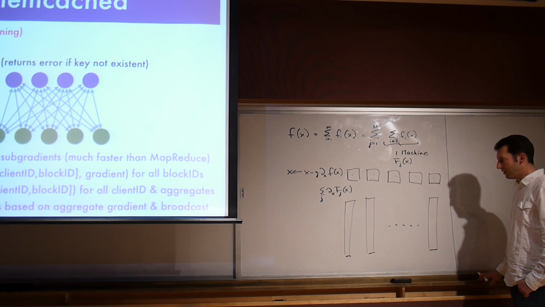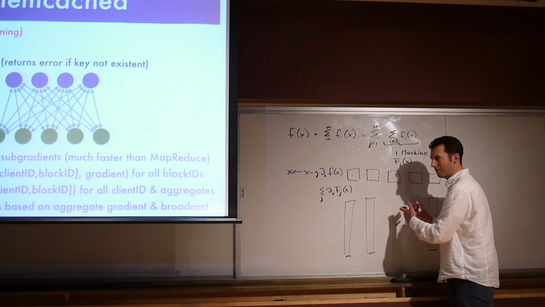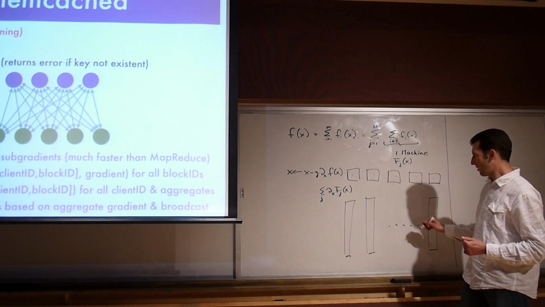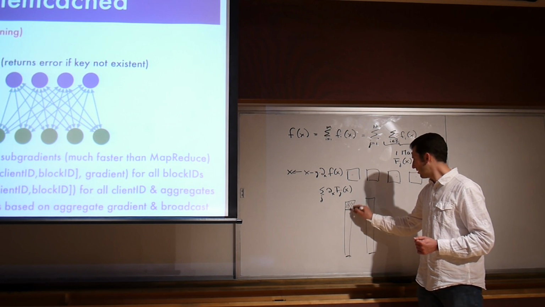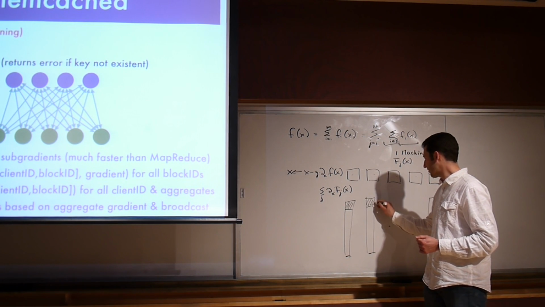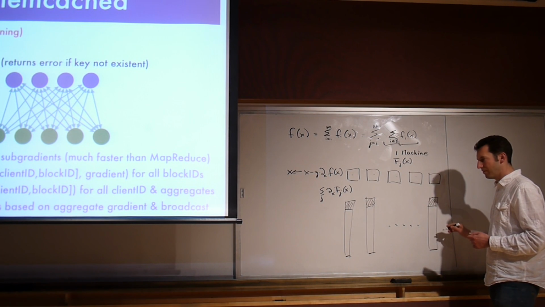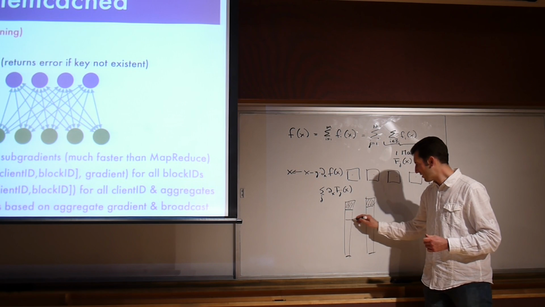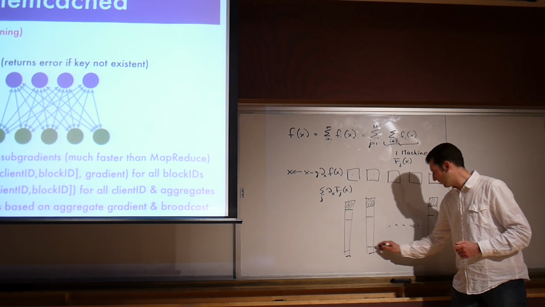Okay. Now, the idea is as follows. I first need to sum them all up, and that's very easy. Because I'm going to give machine 1 the first block of each of those gradient vectors. The second machine gets the second block of all. And the nth machine gets the nth block of all.